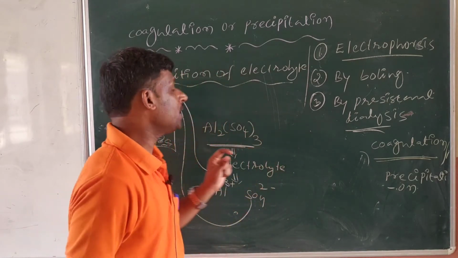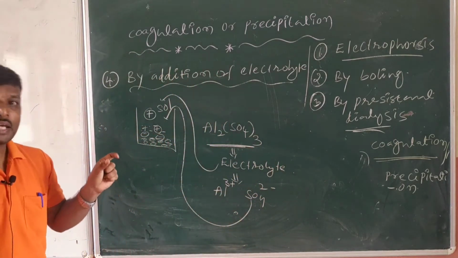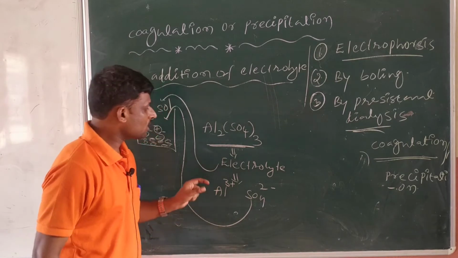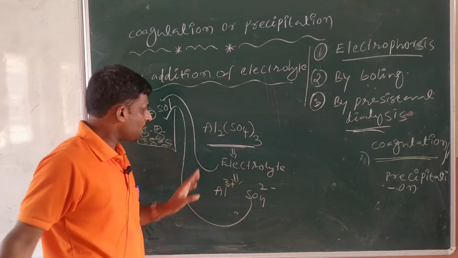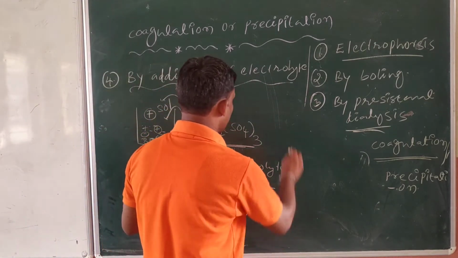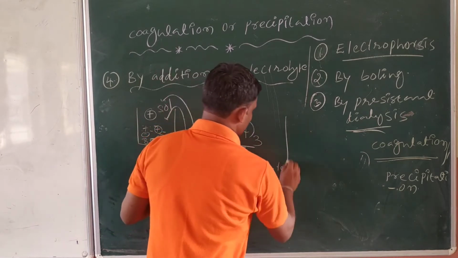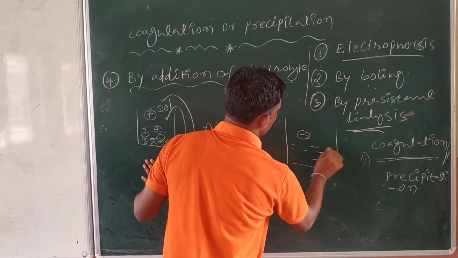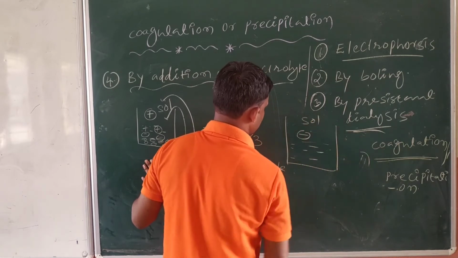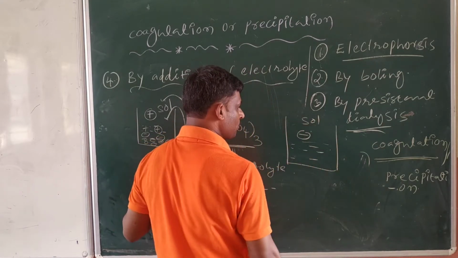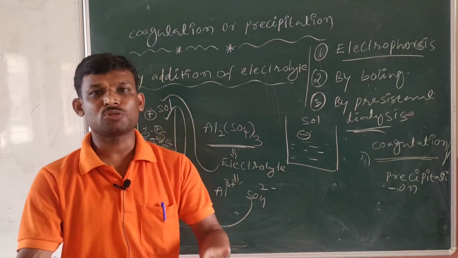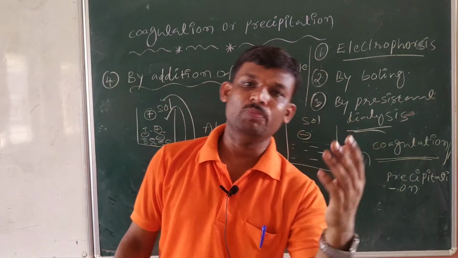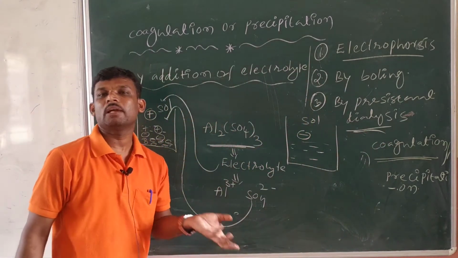Here the electrolyte's role is that, in any solvent, the electrolyte can dissociate into charged particles. Now take the same electrolyte, but suppose this is a negative sol, with all negative particles. How the negative sol and the positive sol are formed, I clearly explained in the last class.